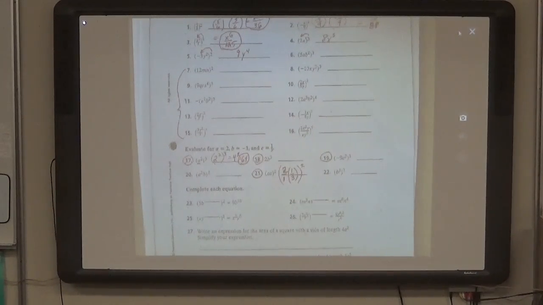Alright, so do those circled questions, okay? Or do the rest of those.